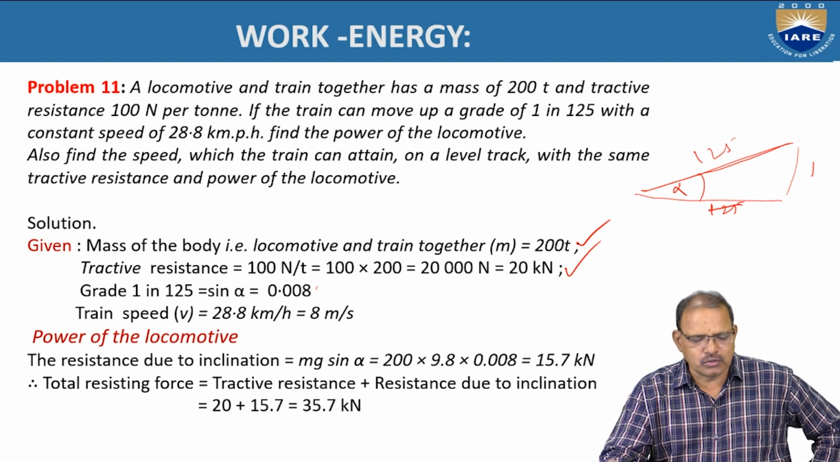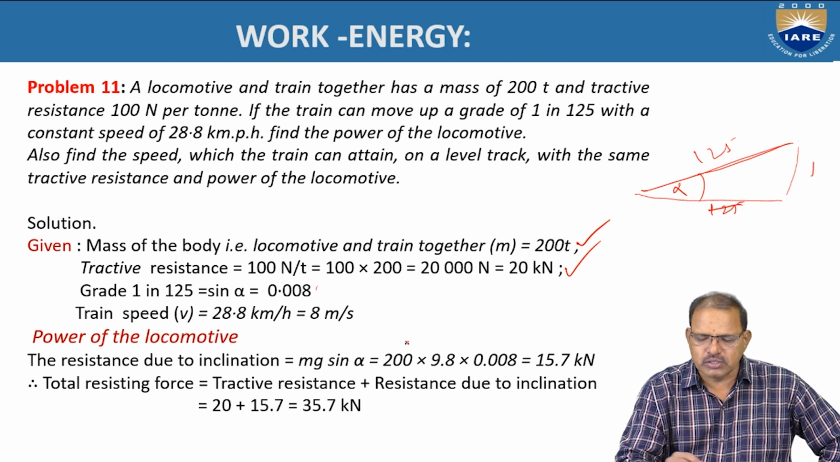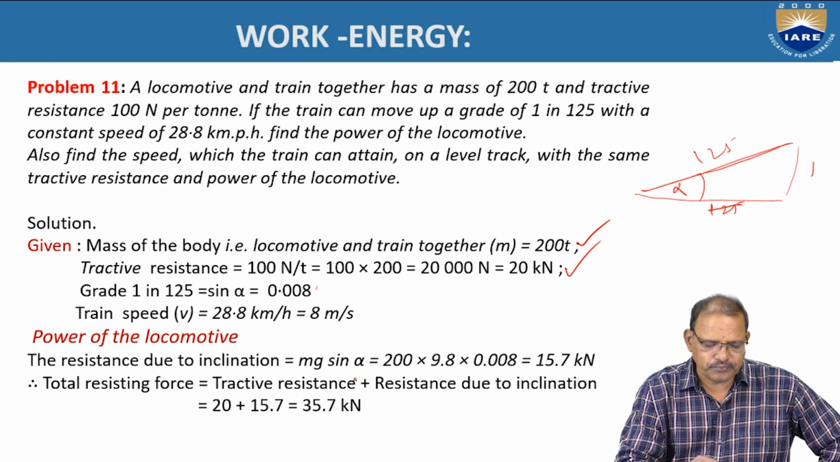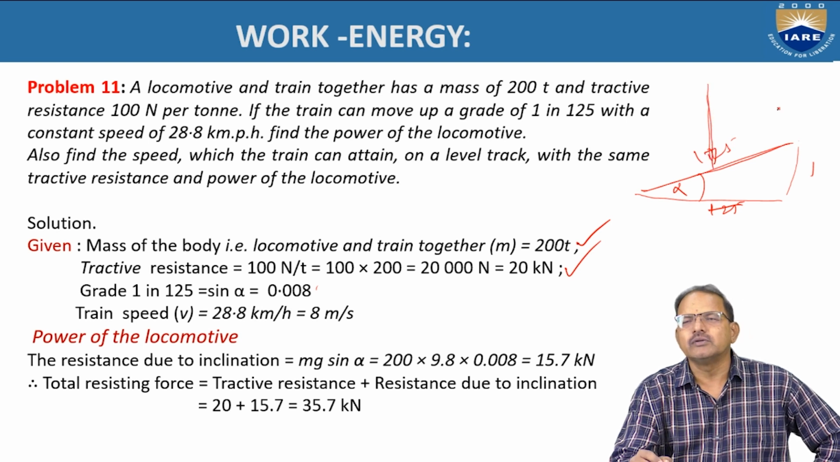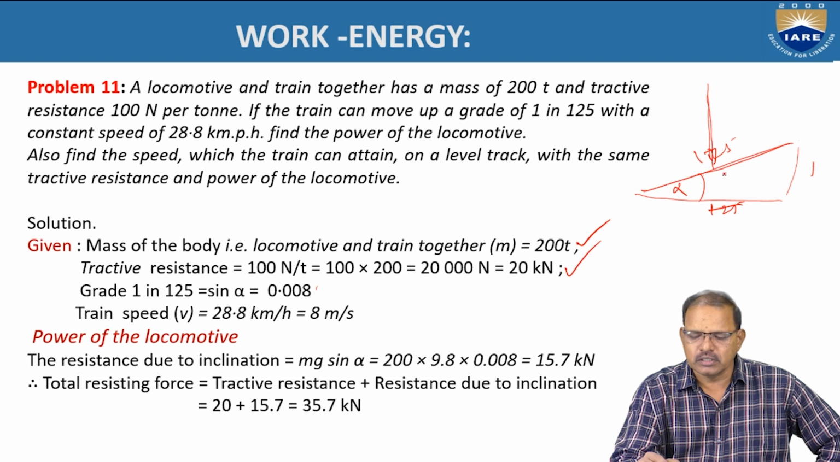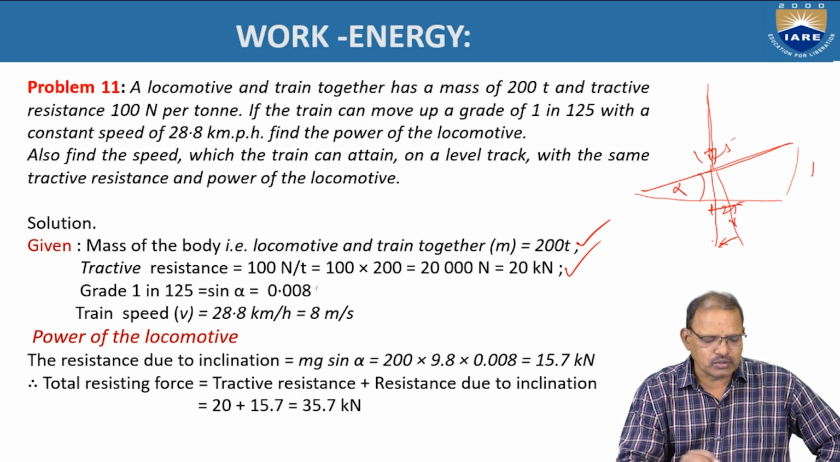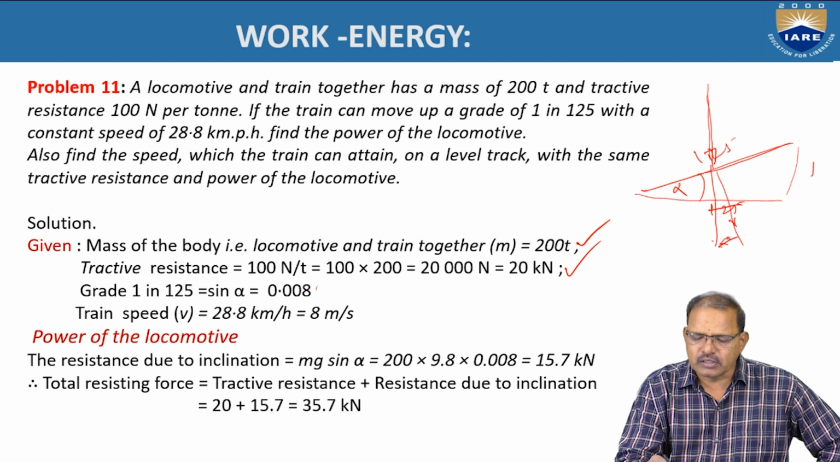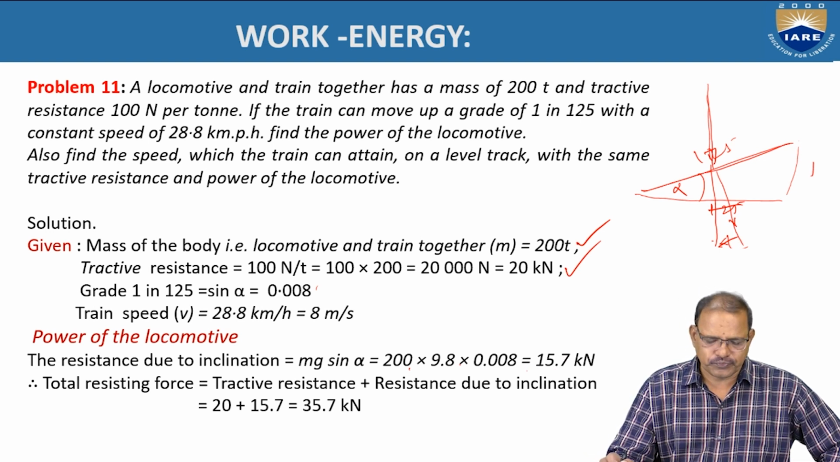The power of the locomotive. The resistance due to the inclination: the weight is acting in the perpendicular direction, and it can be resolved into two components. So the resistance due to the inclination is equal to mg sin alpha. This is equal to 200 into 9.8 into the inclination 0.008, which is equal to 15.7 kilonewtons now.